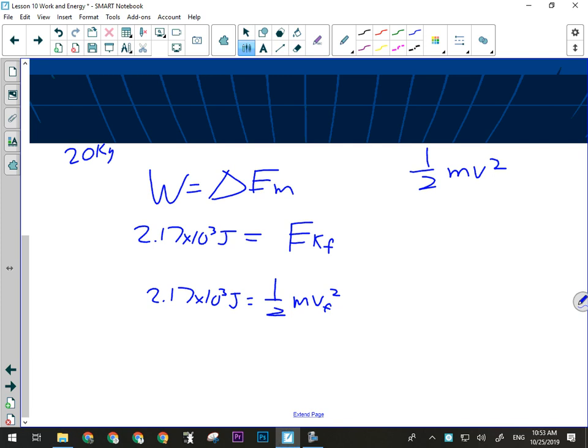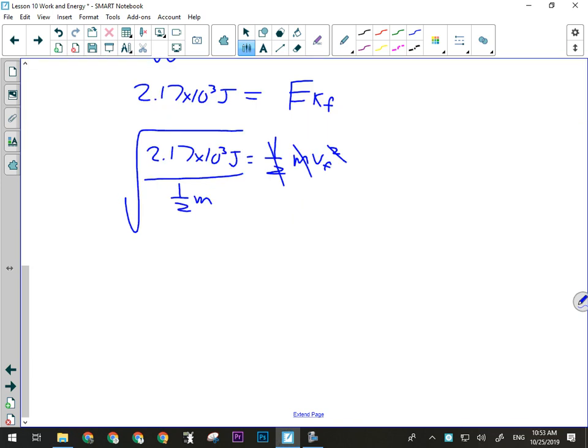Okay. What do I do with this? What do I do here to get vf by itself? Divide by half of m, and then what? Square root. Okay, this might look a little bit familiar. It's kind of like your roller coaster questions that you would have done with conservation of energy last year. Okay. All right, so I've got that number there. That should allow me to calculate the final speed of the luggage carrier.